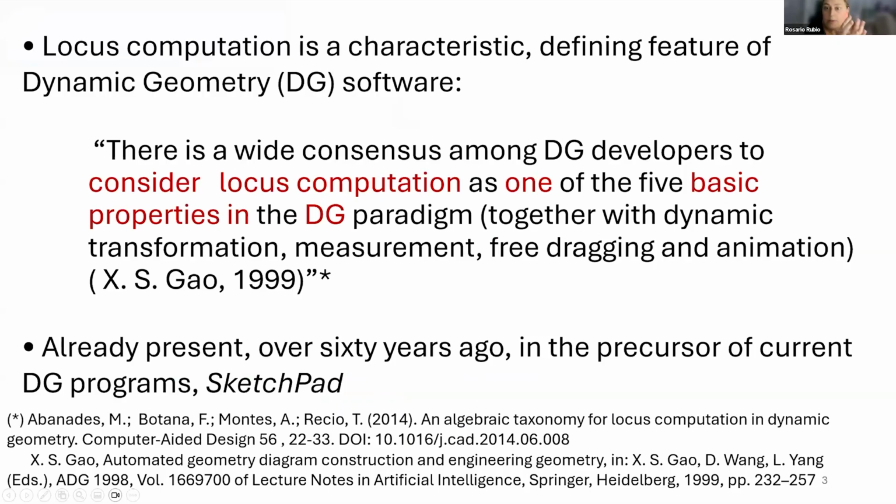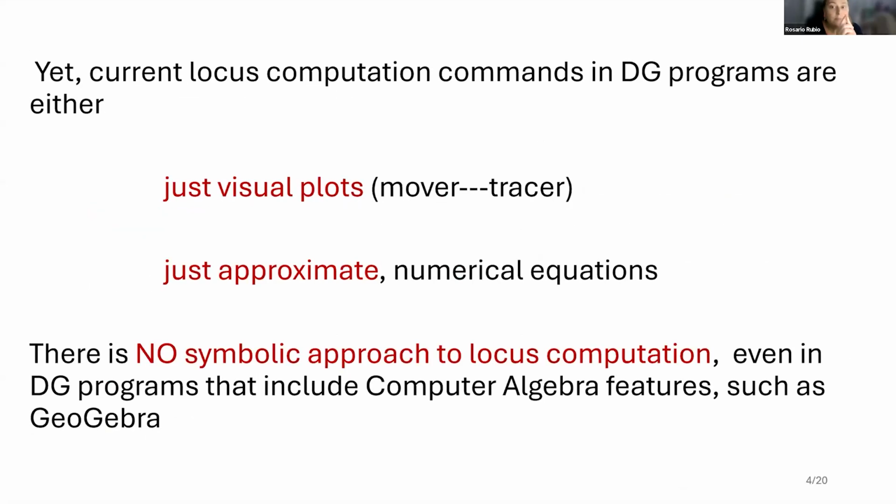Locus computation has long been considered a defining feature of dynamic geometry software. As Gao stated in 1999, it is one of the 5 basic properties of DGS. Even early systems like Sketchpad include locus-related functionalities over 60 years ago. Despite its importance, current DG programs often fall short. They typically offer either visual plots or numerical approximations. Symbolic locus computation is still missing even in systems like GeoGebra that integrate computer algebra.